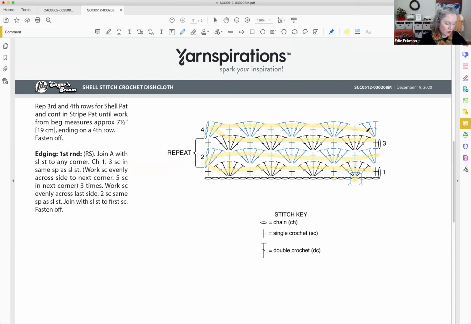Okay, so you can't always take the chart just exactly as written. You have to know what else goes with it, right? So you're also going to need to read the instructions to see what else goes along with that chart.